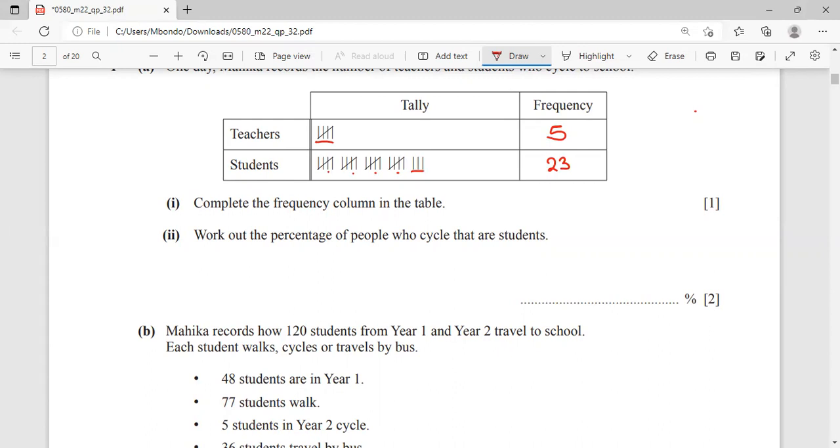Work out the percentage of people who cycle that are students. So how many students do we have? We have got 23 students. What is the total number of people that cycle? It is 28. Find the percentage by multiplying by 100%. So when we work this out, it's going to give us 82.1%. Okay, that's what we're going to get. I hope that is good.